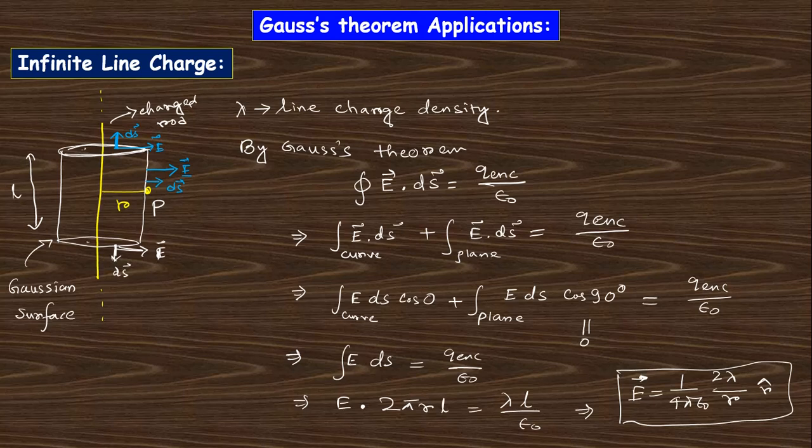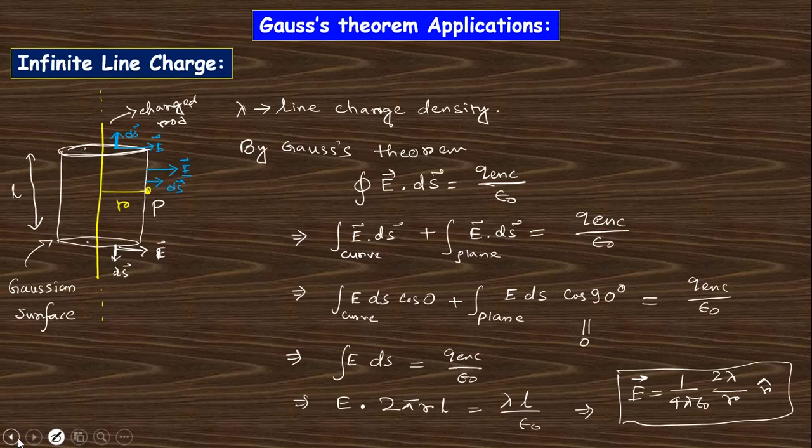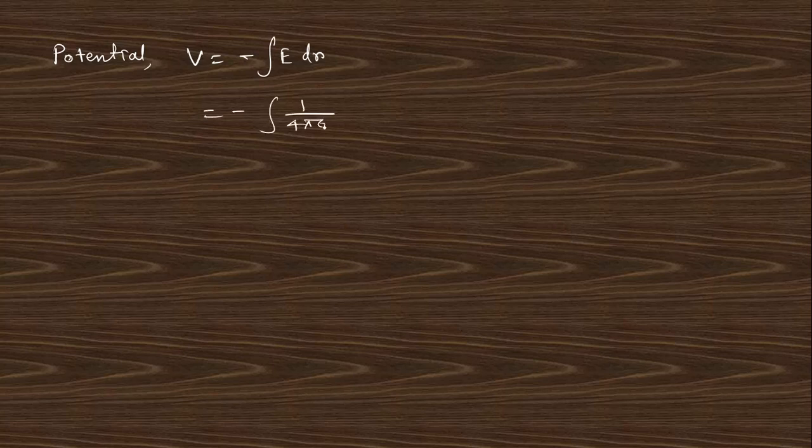Now you can find out the potential from this electric field very easily. Okay, so this is the electric field, and how can we find the potential? Just write down the potential. Potential is nothing but the integration of E dr. So this is nothing but integration 1 by 4 pi epsilon naught 2 lambda by r dr. So this is nothing but minus 2 lambda by 4 pi epsilon naught ln r with some constant. This is the potential. Clear?